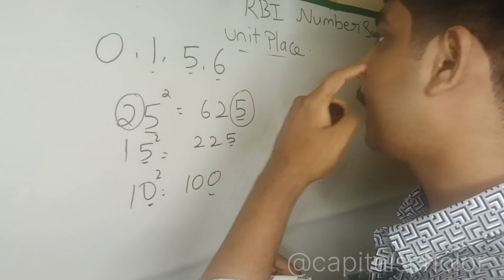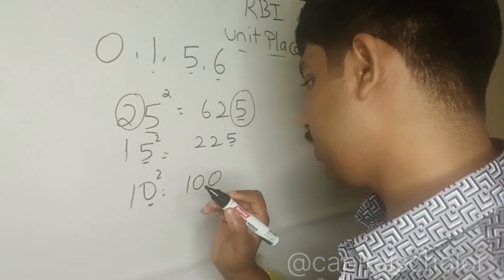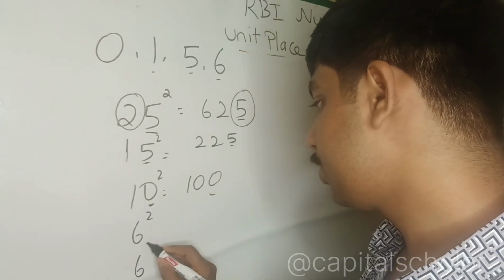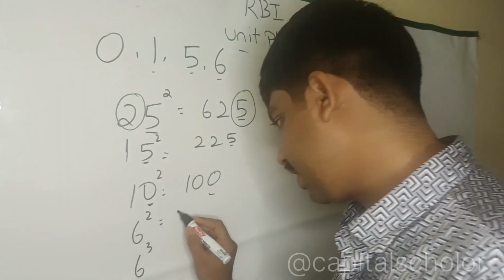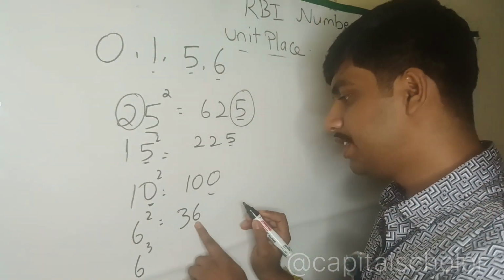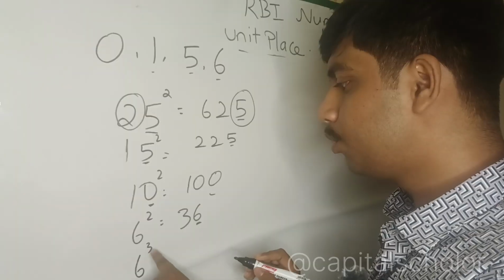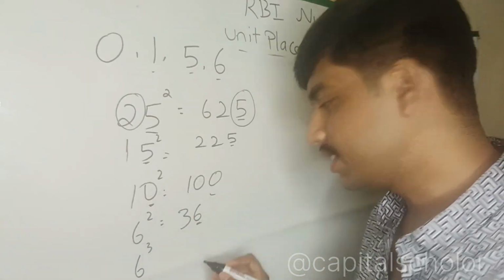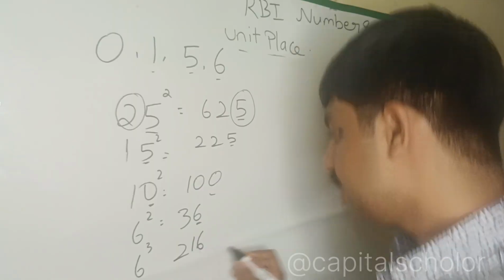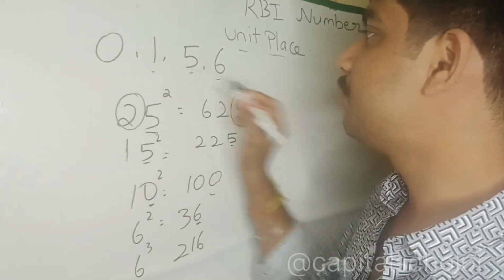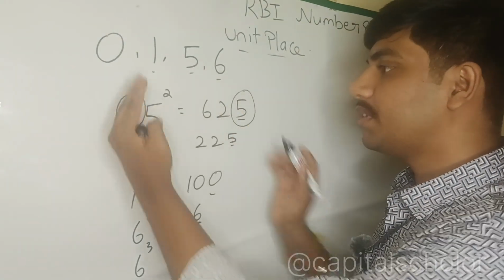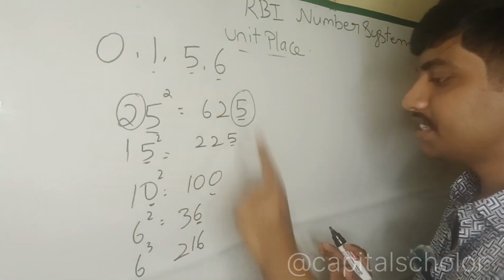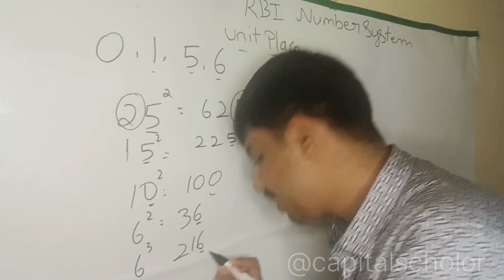And next move to the 6. 6 to the power of 2: 6 sixes are 36. See, the last unit digit place is 6. Now let's move to 6 to the power of 3, 6 cube. 36 into 6 is equal to 216. See, for these four numbers in the unit digit place, the one thing you have to remember is that it will always end with the number itself.